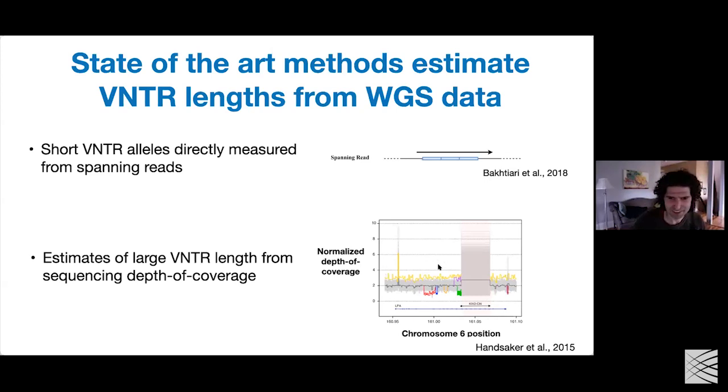This is a figure from Handsaker et al.'s 2015 Nature Genetics paper, which detailed a method to estimate VNTR length by normalizing depth of coverage signal in whole genome sequencing data. Those authors demonstrated that their method, which they call GenomeSTRiP, is accurate and precise at certain genomic loci, including the LPA KIV2 repeat. But this method works best when you have a lot of reads and really at the multi-kilobase scale at the very large end of the VNTR spectrum.